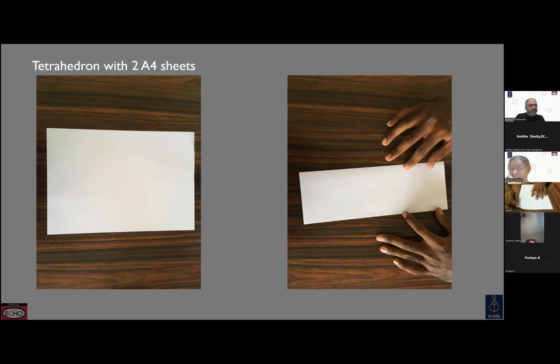Now you can, both sheets? No, just one sheet. Actually, both sheets. You're right. Okay. Can we do both sheets? Yeah, both sheets. 1 and 2 sheets. Looks interesting.